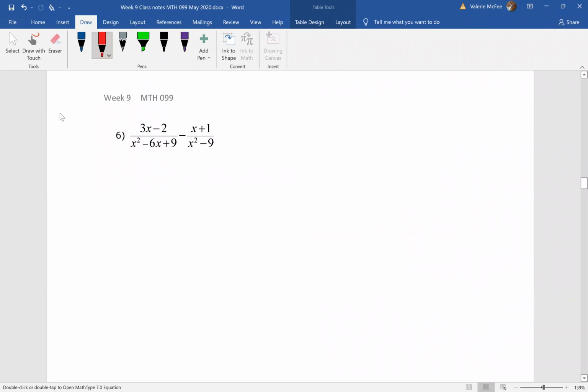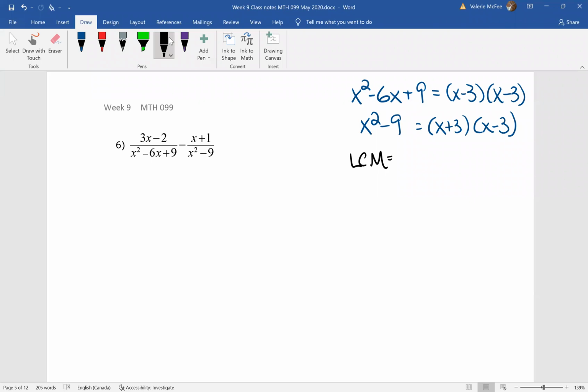Here's another one. Why don't you pause your video, find the lowest common denominator here. We see that our first expression needs 2 factors of x minus 3. Our second expression needs a factor of x plus 3 and 1 factor of x minus 3, but we already have 2. Why don't you pause your video now and finish this question?